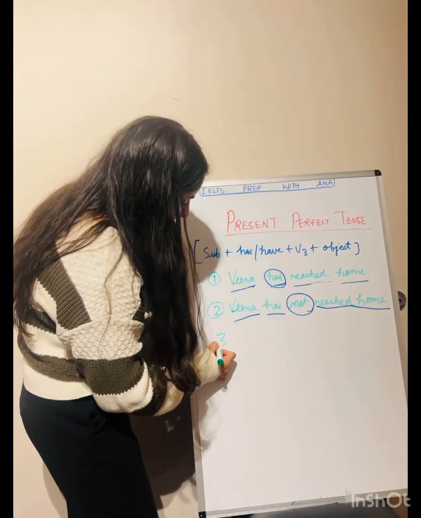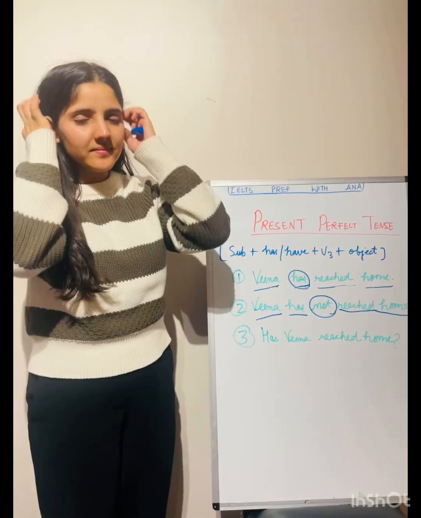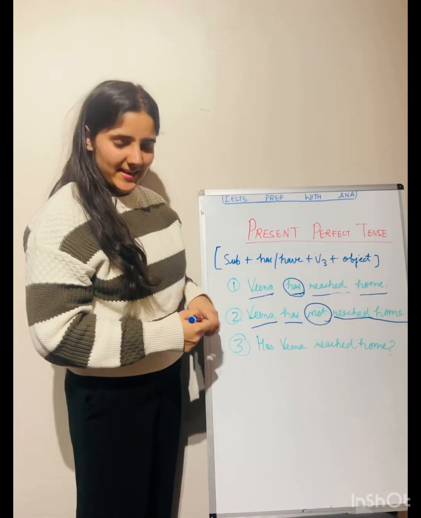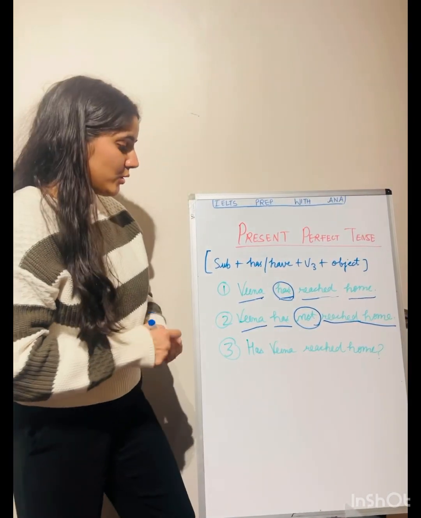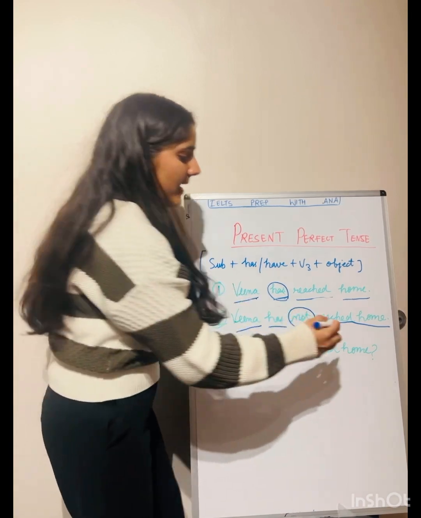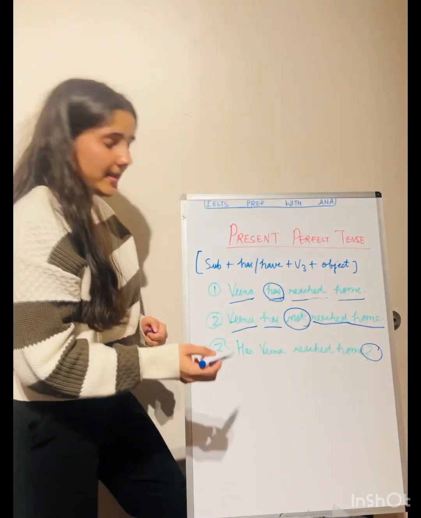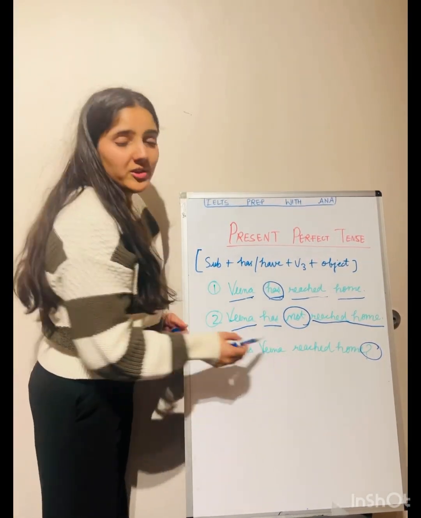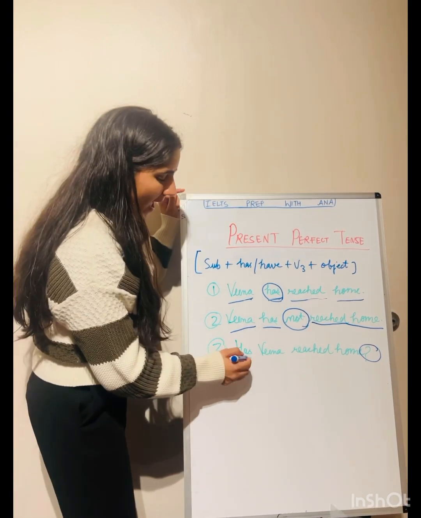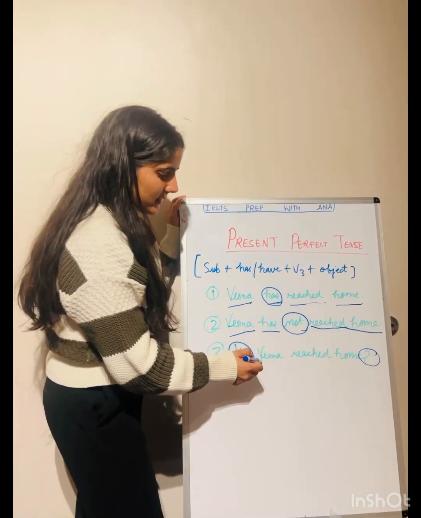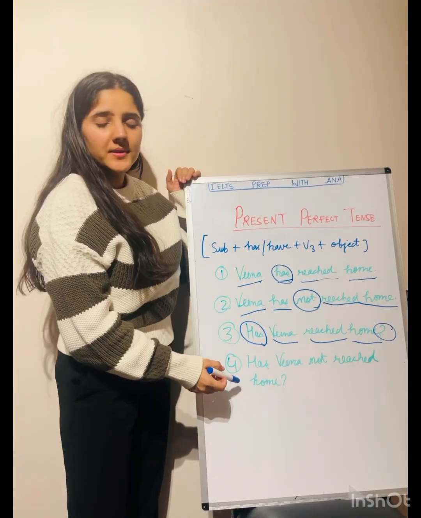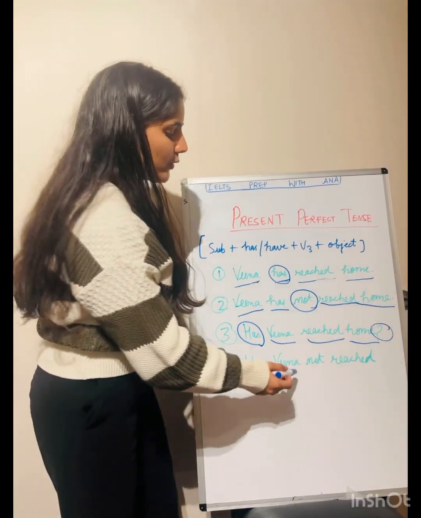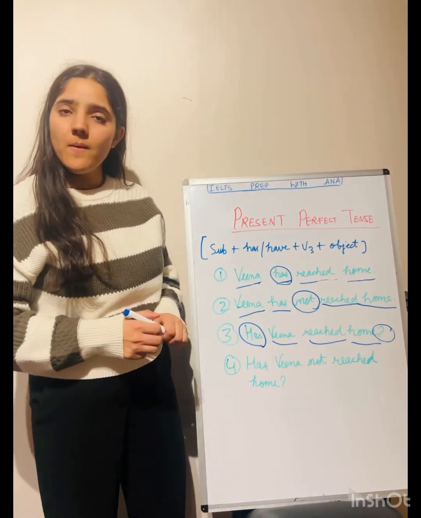Third sentence. The third sentence is, has Veena reached home? So this is an interrogative sentence and they are asking about Veena. Has she reached home? So has will come first and then the subject, then the verb third form and the object.